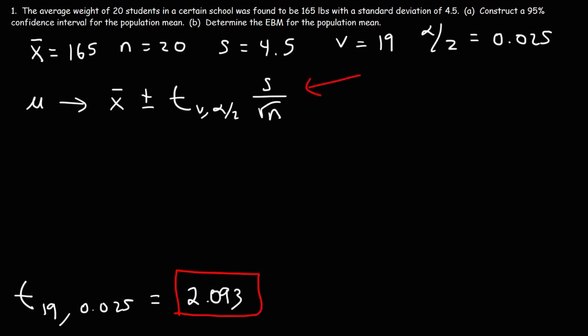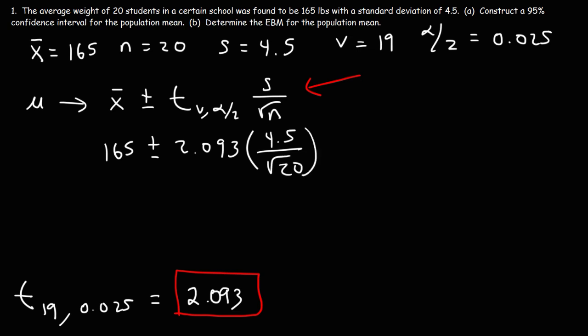So now let's follow this expression to construct the confidence interval. Let's replace x bar with 165. Our t-value is 2.093, and s is 4.5, n is 20. 2.093 times 4.5, that's 9.4185. And then divide that by the square root of 20. You're going to get 165 plus or minus 2.106.